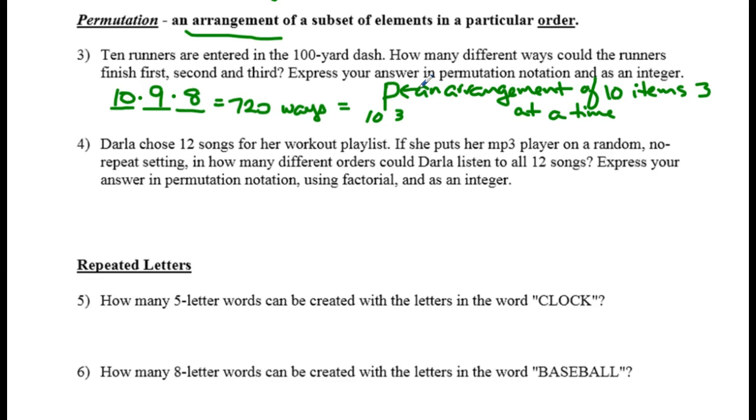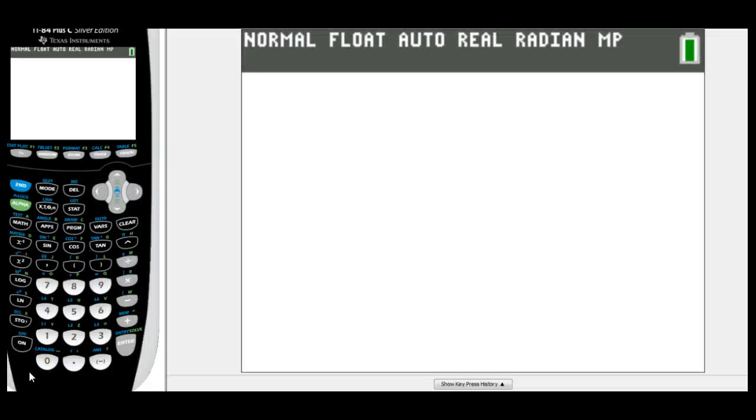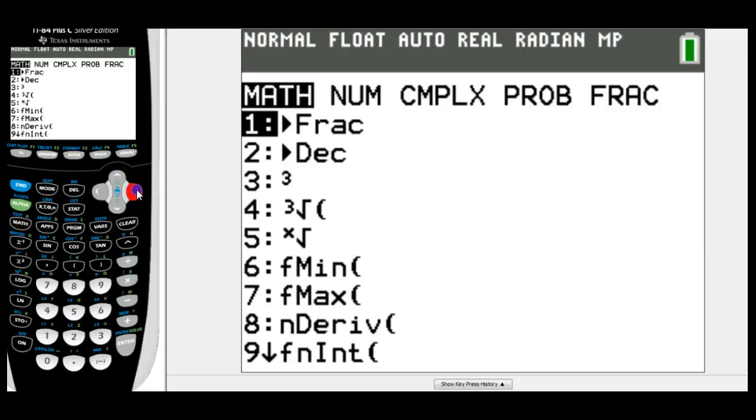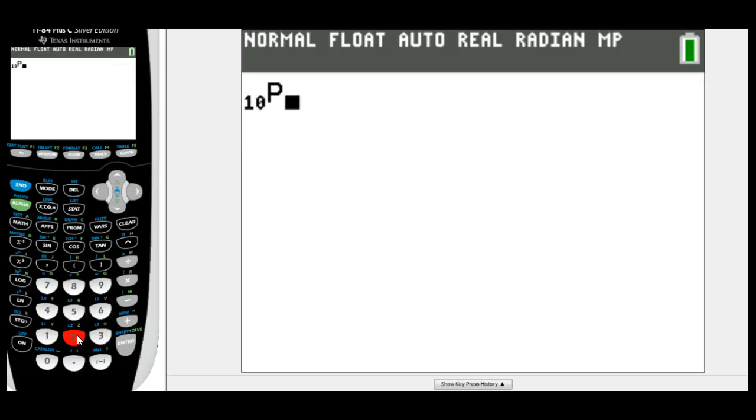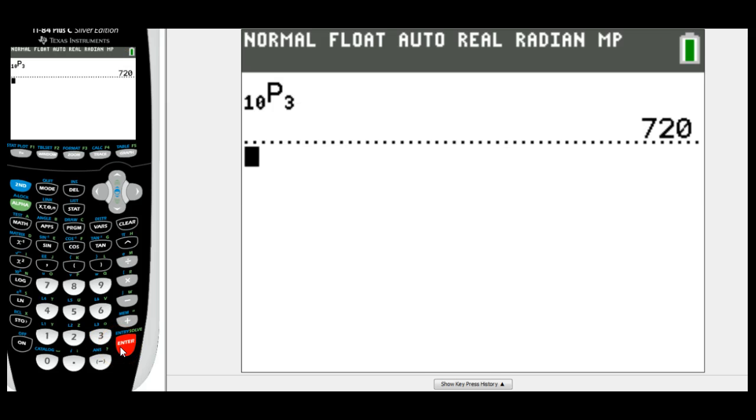Once you've got that written down, pull out your graphing calculator if you have one. If you don't, just watch along. We're going to enter a 10 on the home screen. There's 10 items to choose from to arrange. We're going to go to Math, scroll to the right to Probability, and choose choice 2, nPr. An arrangement of 10 items, 3 at a time, comes out to be 720. That's exactly what we figured out by multiplying 10 times 9 times 8.